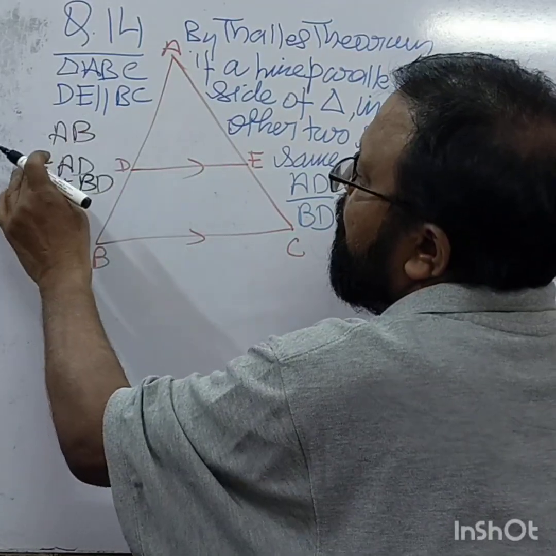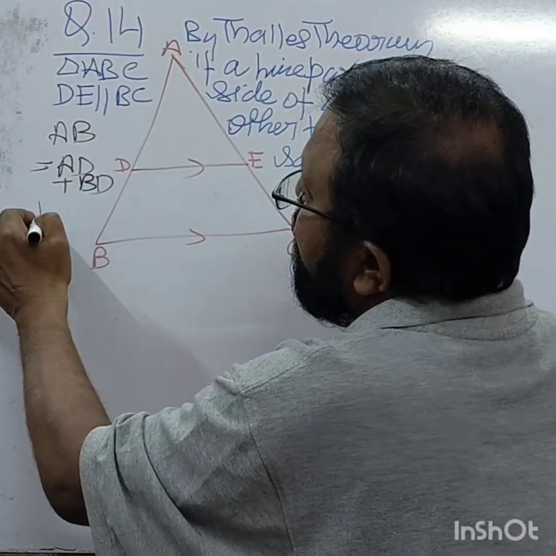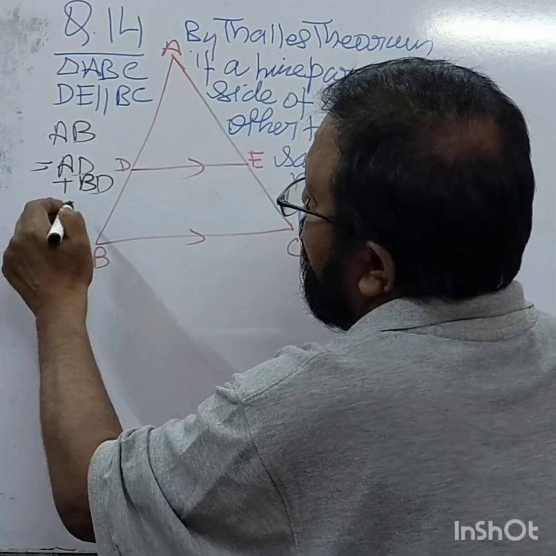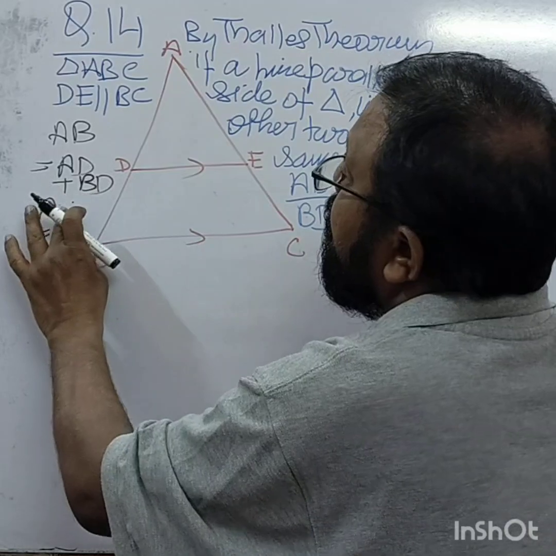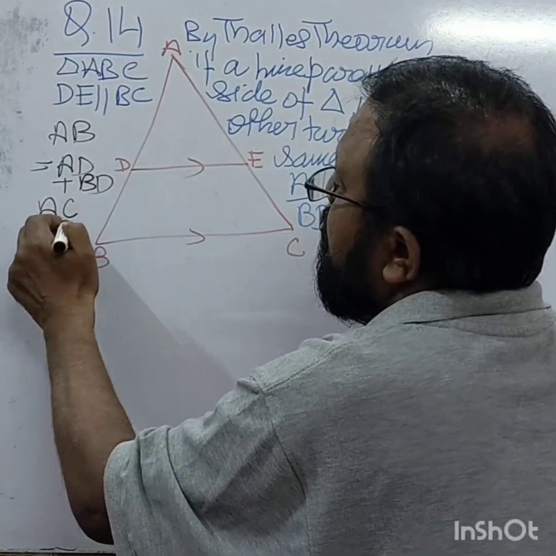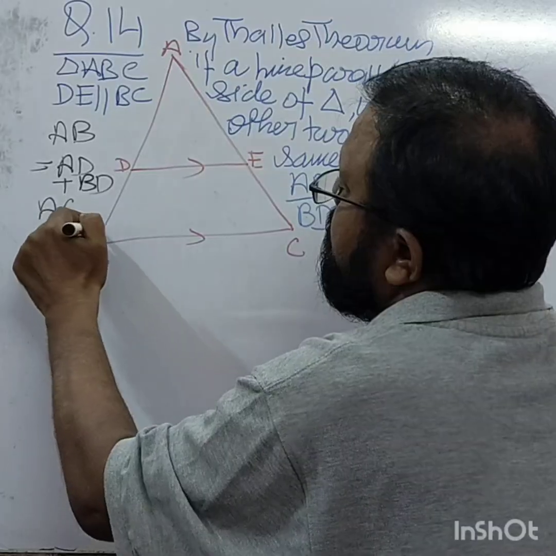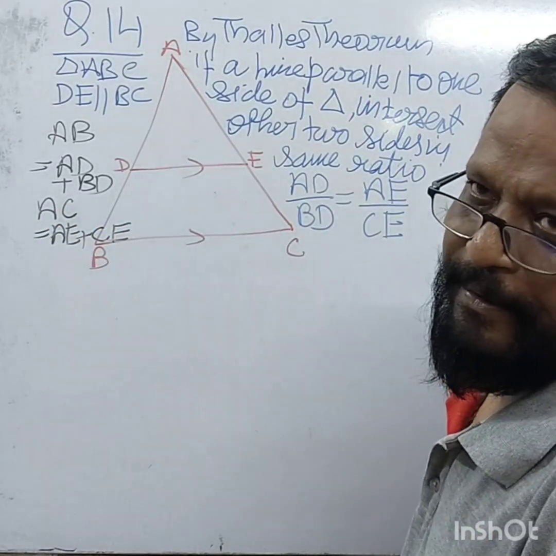This is AB. And what is AE? Oh, sorry. AC. AC is AE plus CE. Get it?